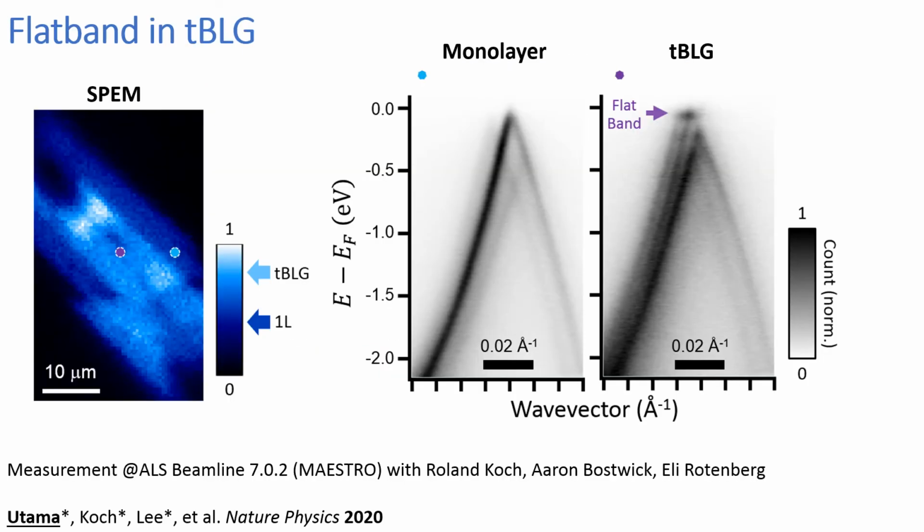Here we compare the band dispersion of the sample collected at the monolayer region that is indicated by the blue dot in the scanning photoemission map, and the spectrum collected at the twisted bilayer region indicated by the purple dot. The monolayer region primarily shows a linear Dirac cone surrounded by replicas that emerge from the superlattice potential with the underlying hBN flake. On the other hand, the twisted bilayer graphene region clearly shows a feature that emerged at the Fermi level that we attribute to the flat band, in accordance with the theoretical prediction.